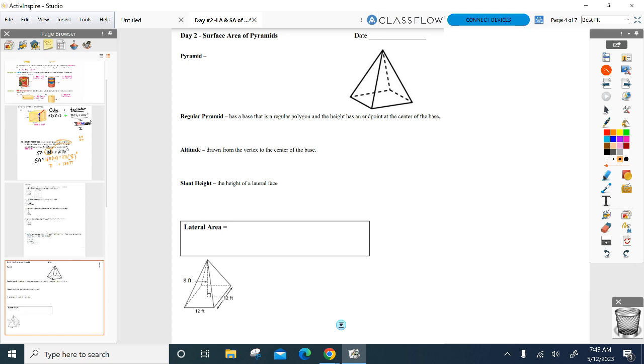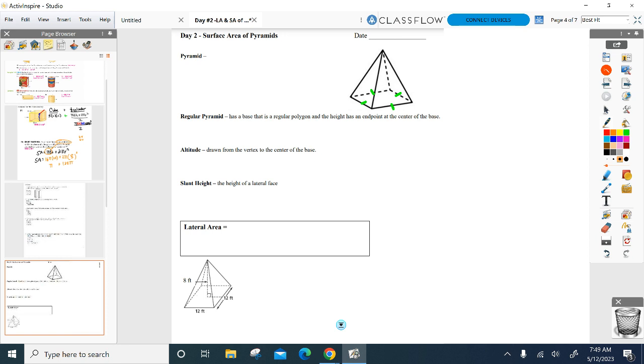Whatever shape it is, it doesn't matter. What do you know about all the sides? They're all congruent. So for any of the pyramids we discuss, whatever the base is, we assume that the base is regular. All the sides are congruent. That's why we talk about a regular pyramid, and one base.